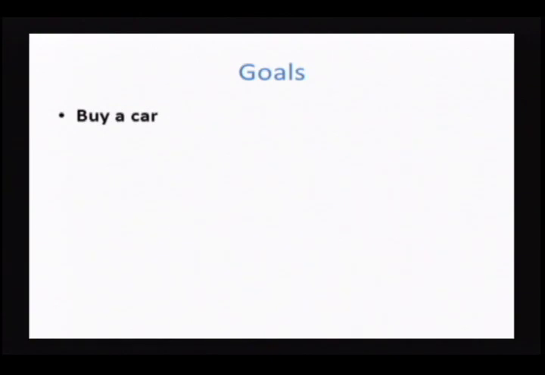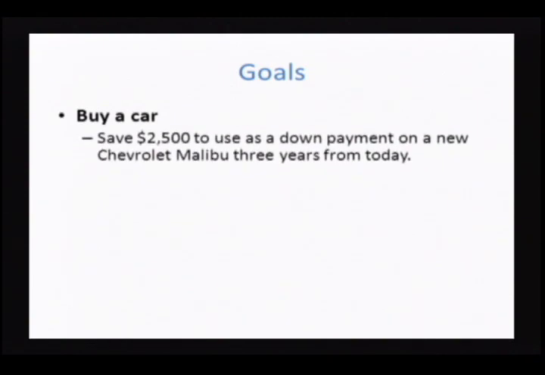Probably not. So we need to add a little bit to this goal. How about if I save $2,500 to use as a down payment on a new Chevrolet Malibu 3 years from today? Is that specific?